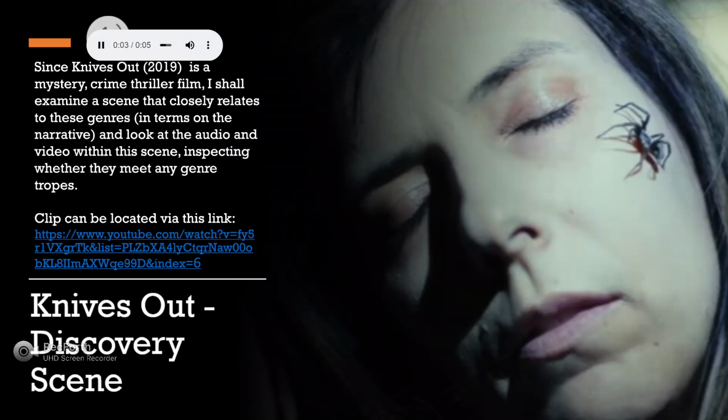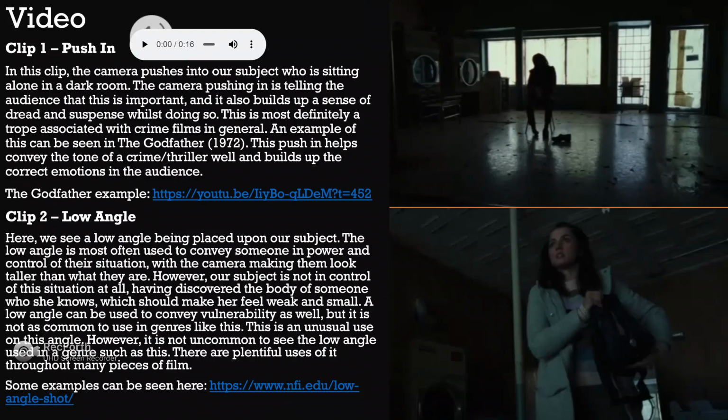I will be discussing a Knives Out discovery scene and the editing found. Within this scene, there was video editing that fit the tropes of the genres associated with this film, which is mystery and crime thriller, such as the camera pushing into our subject, which builds up the suspense and dread that is found in genres associated with this film.